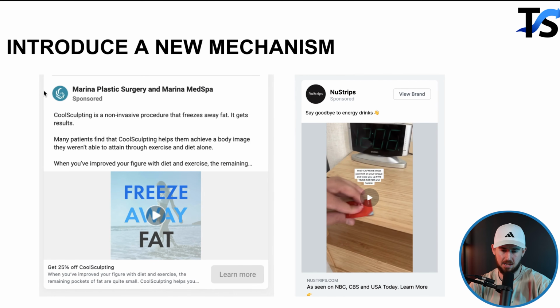Now, back to the Facebook ad side. Basically, this is just a couple different ways right here. This one talks about CoolSculpting, which is a new way to burn fat off, freeze away fat. This is another one right here where it's talking about some caffeine strips that just melt on your tongue. So literally as simple as just put it on your tongue and then boom, you have caffeine. So basically just introducing a new way to solve things. It even talks about saying goodbye to energy drinks.